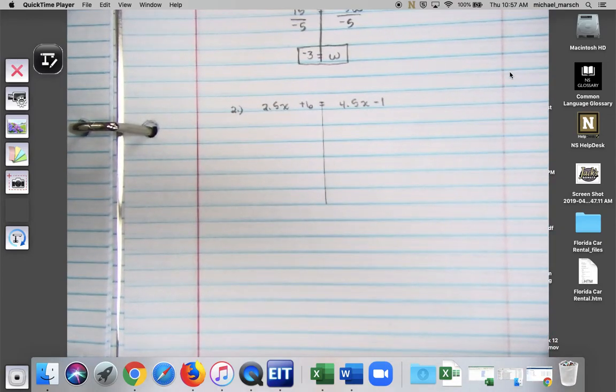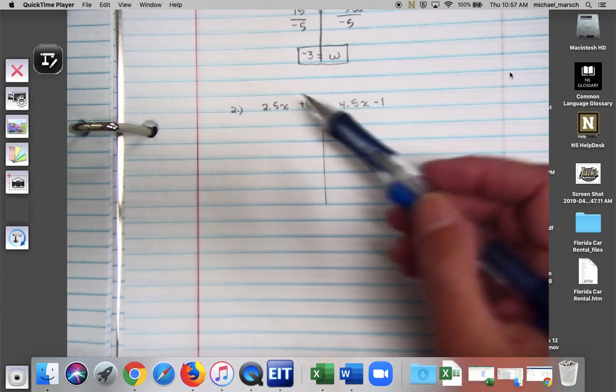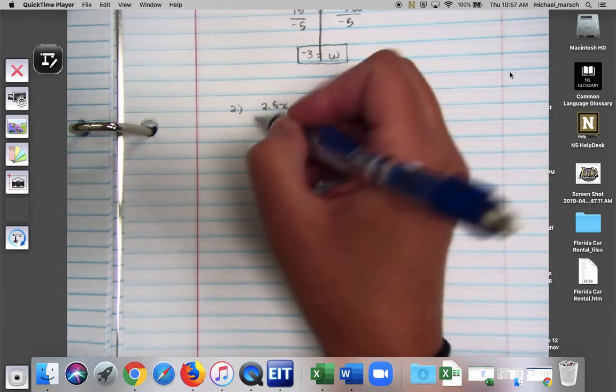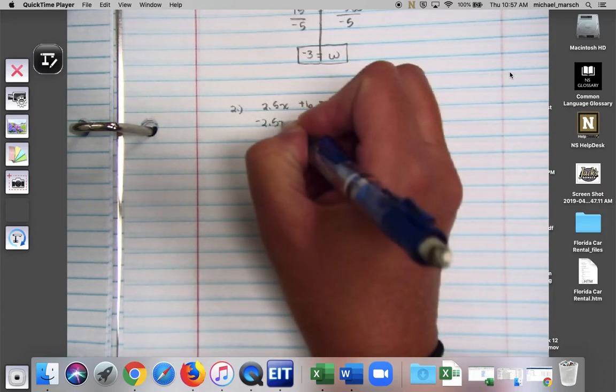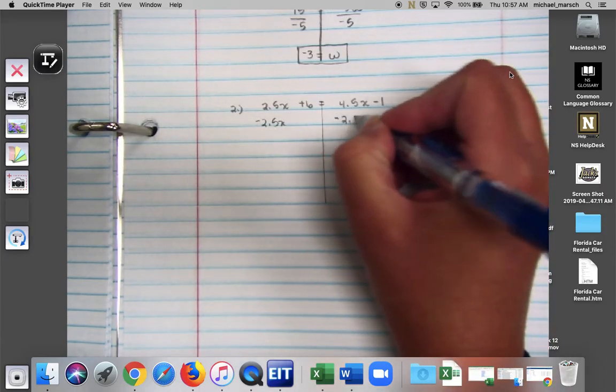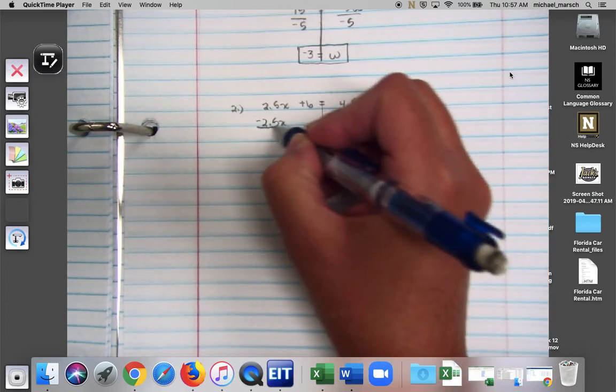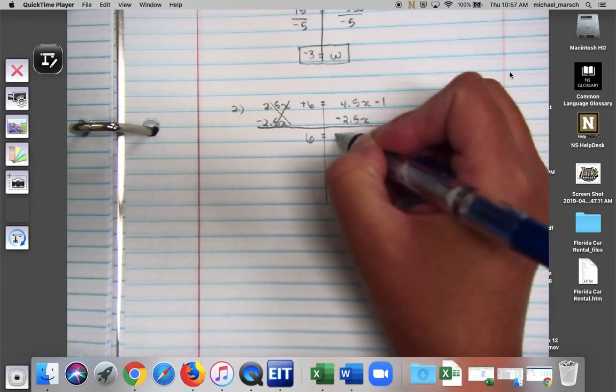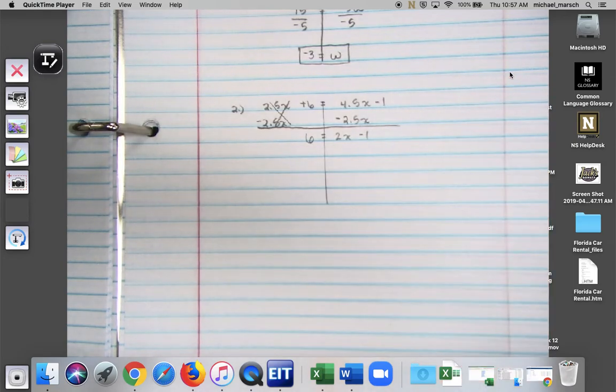All right. So like I said, I'm going to encourage you to try to keep this number in front of the variable positive. So I'm going to subtract 2.5 x's from the left and subtract 2.5 x's from the right. Now I'm left with 6 equals 2x minus 1. And now I have a two-stepper, right, which we're all very familiar with, comfortable with. So, Marissa, what's going to be my first step here?